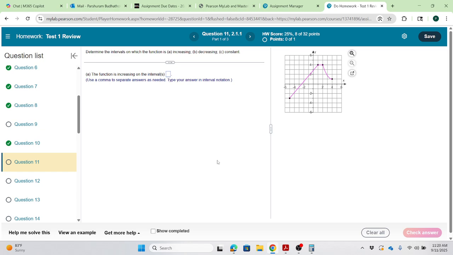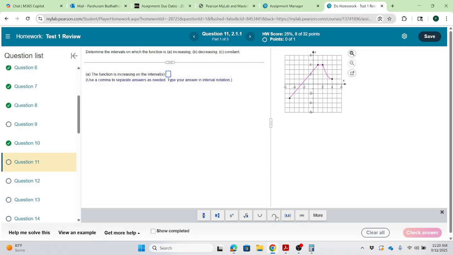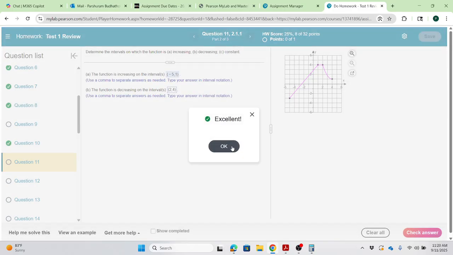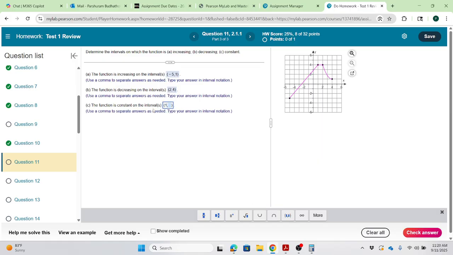Determine the interval on which the function is increasing. Just go here and you can check the function is going up, starting from negative 5 up to positive 1. So from negative 5 up to positive 1, the function is increasing. The function is decreasing from 2 to 4. As you can see here, the graph is going down, 2 to 4. And then the function is constant from 1 to 2.